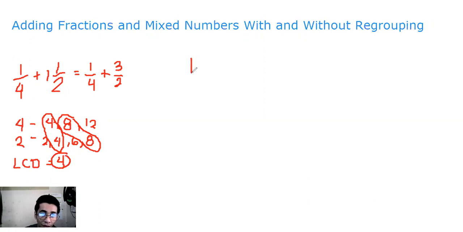Ngayon, we have here 1/4. Then, we have here 3/2. Okay? So, gagawin natin siya na 4 ang denominator. Ito, 4 din.